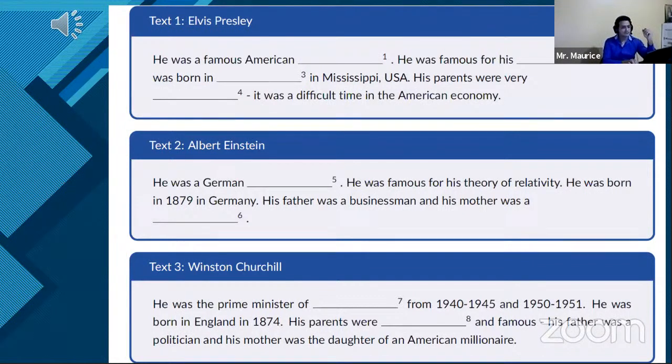Winston Churchill. He was the Prime Minister of Britain from 1940 to 1945 and 1950 to 1951. He was born in England in 1874. His parents were rich and famous. His father was a politician, and his mother was the daughter of an American millionaire.